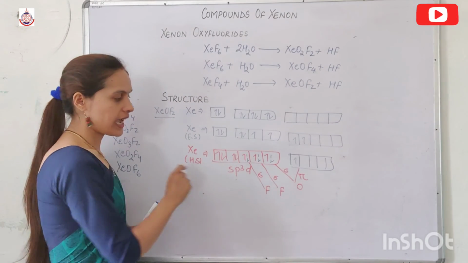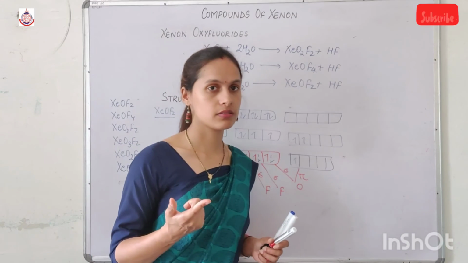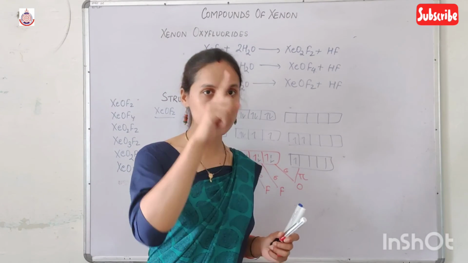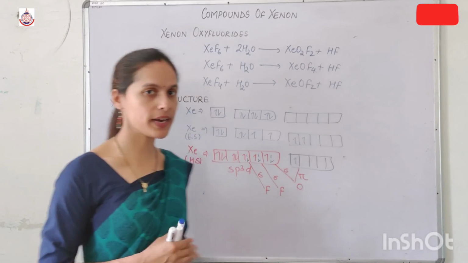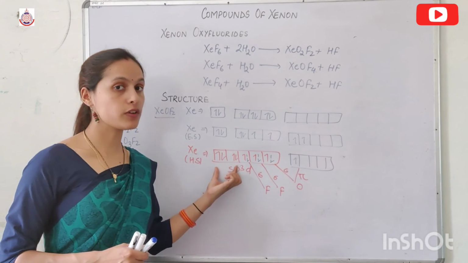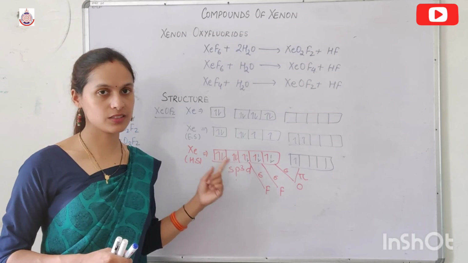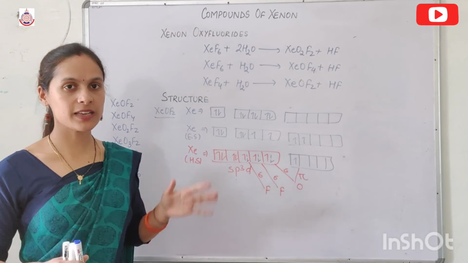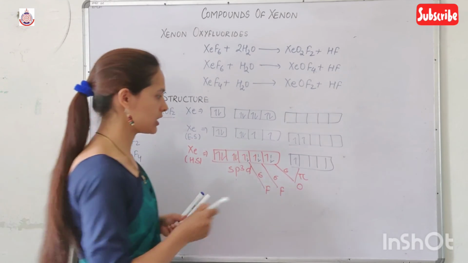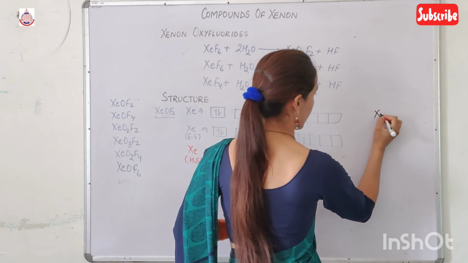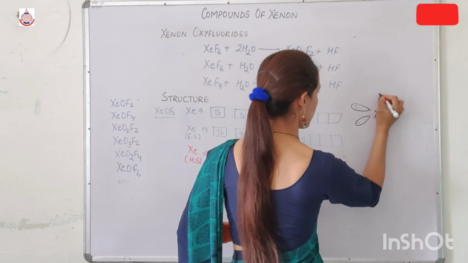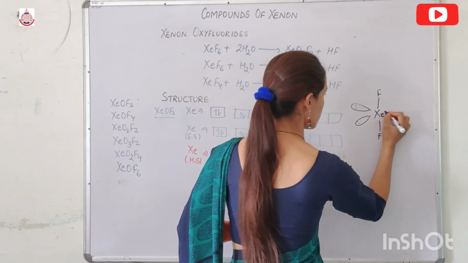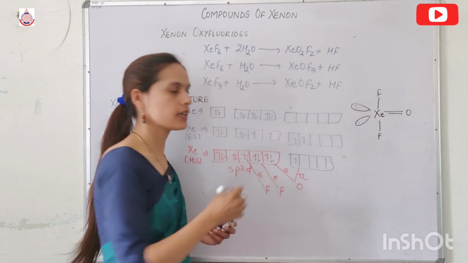But sp3d hybridization means the geometry should be trigonal bipyramidal. But due to the presence of 2 lone pairs, it becomes T-shape. So the structure is Xe, here one lone pair, here another lone pair, F2 double bond O. So it is T-shape.